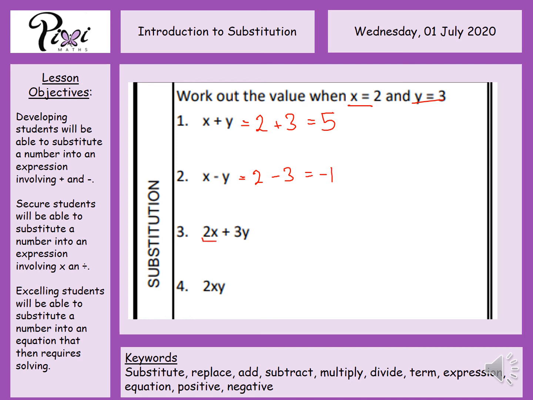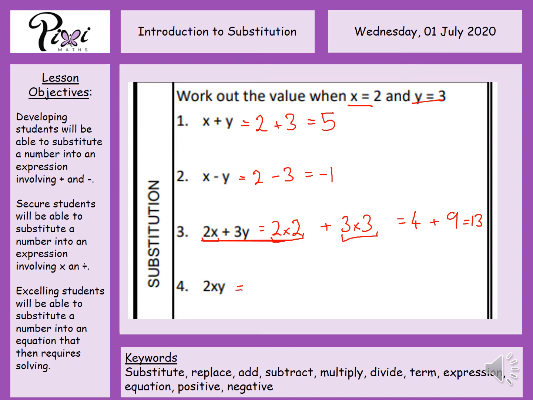Okay, this one's a bit tougher, so let's do it in two parts. So we've got 2x, so that is 2 times x, and x is 2. So it's 2 times 2. And then we've got add, and then 3 lots of y, so 3 times 3. So we do the multiplications first because of BIDMAS. So we do 2 times 2, which is 4, add 3 times 3, which is 9, which altogether gives us 13.